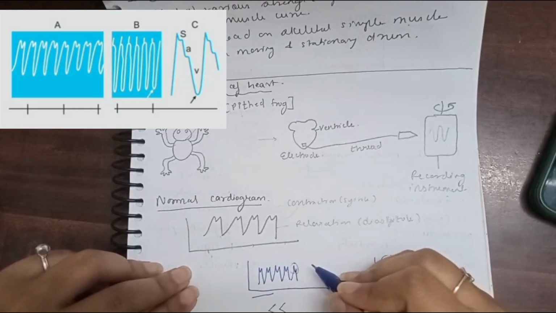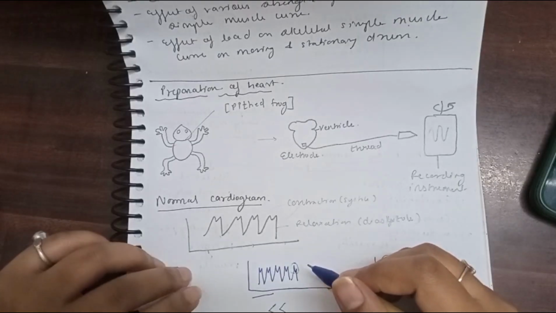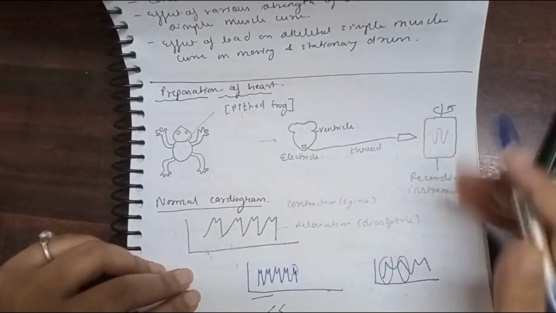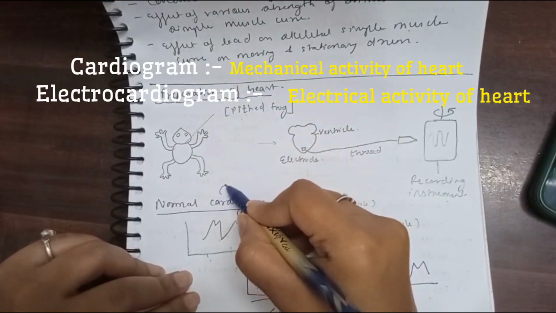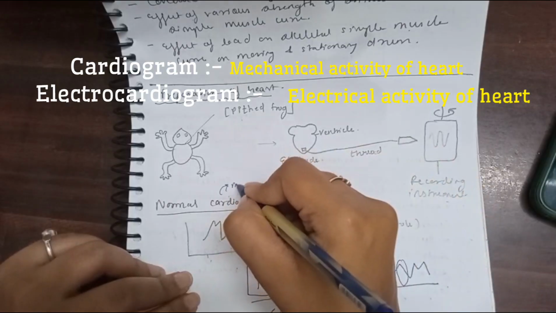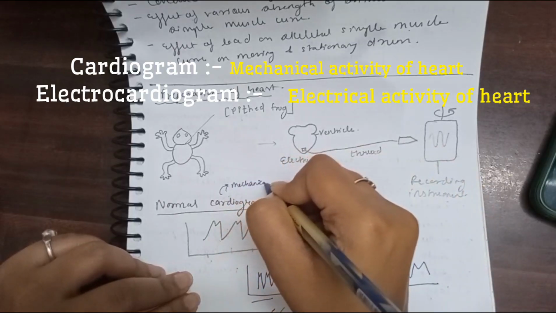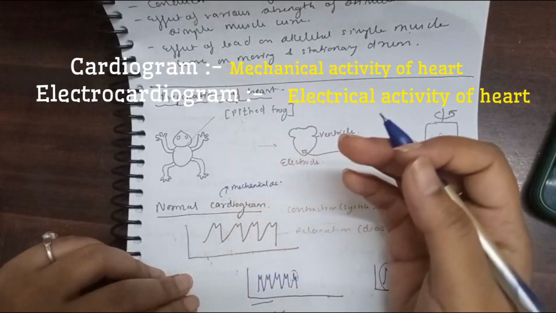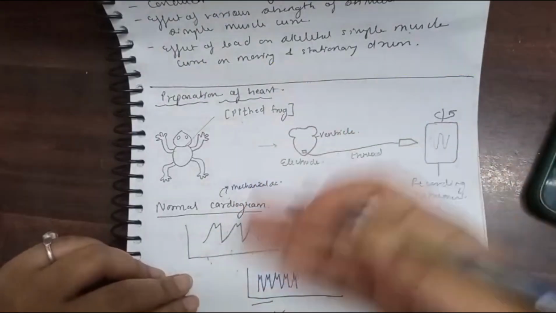to be the same. Also, the difference that has to be noted between the electrocardiogram and cardiogram. What is a cardiogram? A cardiogram is basically the record of mechanical activity of the heart, while the electrocardiogram is the record of electrical activity of the heart.